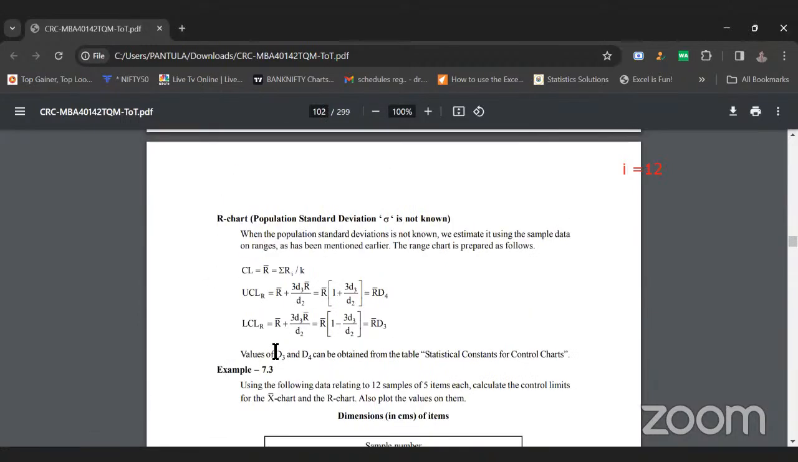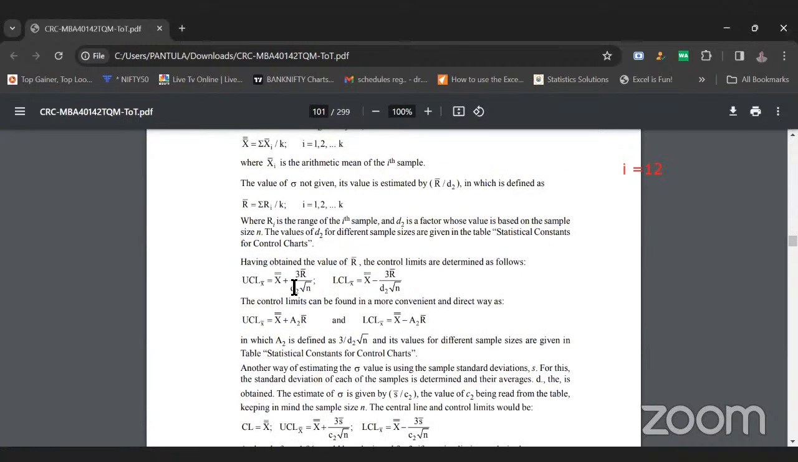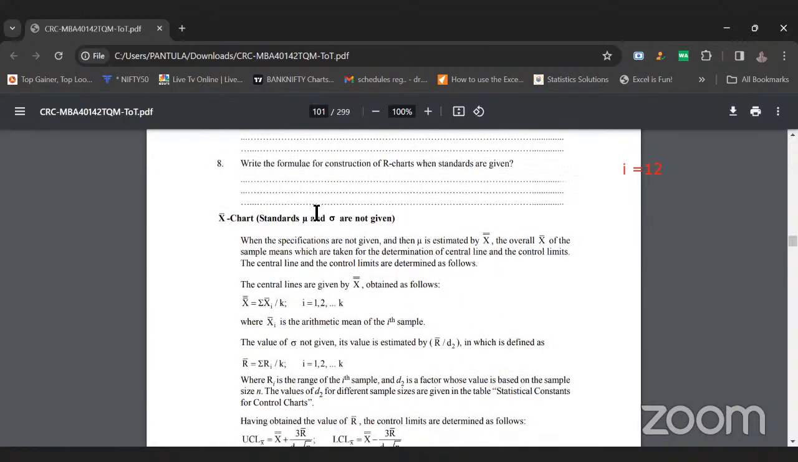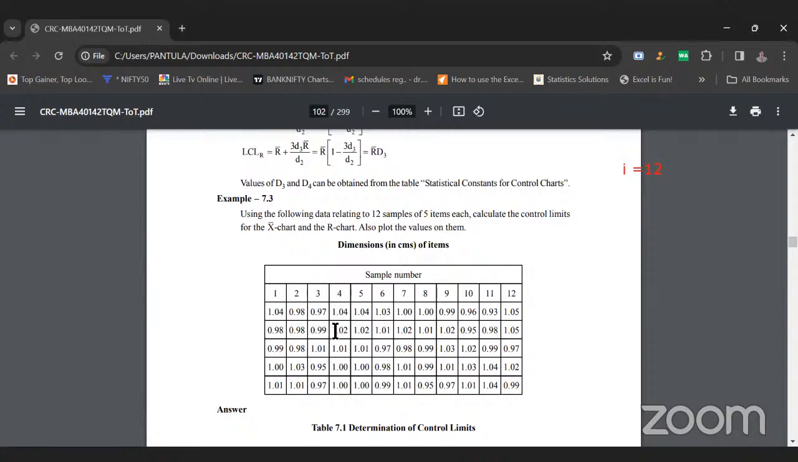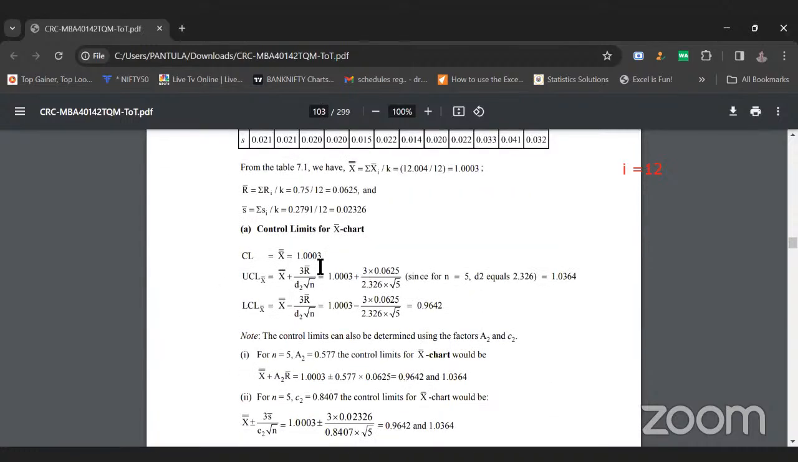Now we are going to calculate X bar. What is the formula for X bar? X bar is the summation of X divided by K. You know that K is equal to 12. The summation of X is nothing but the values; you can total all of them and divide by 12 to get X bar.